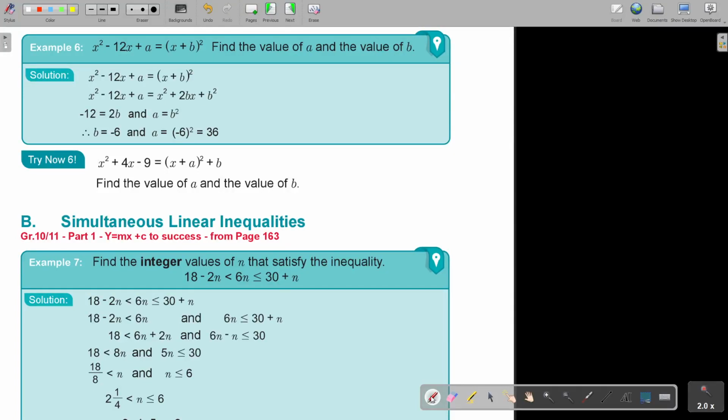Algebra, Equations, Exam Preparation Questions, Part 7. It will also be the final part in this chapter. Let's look at example 6.